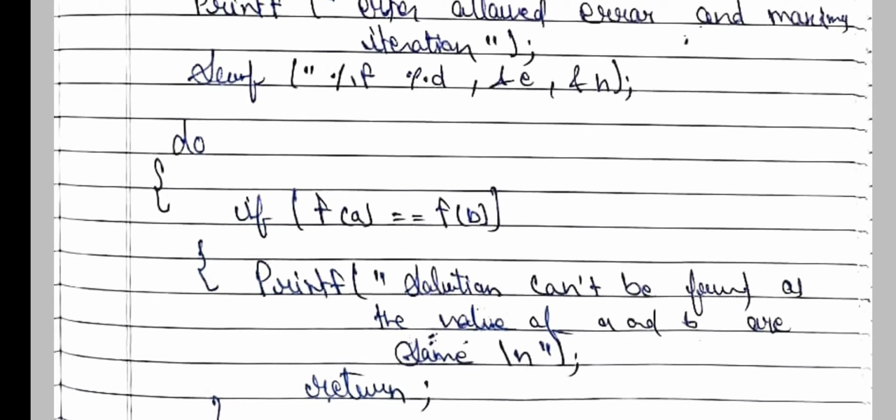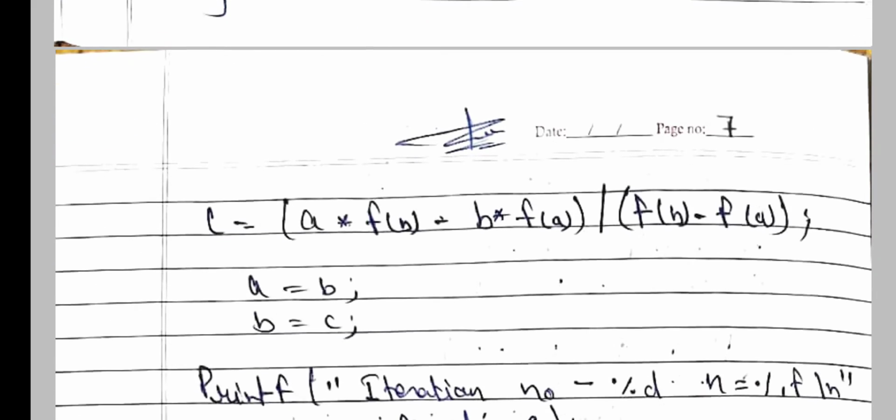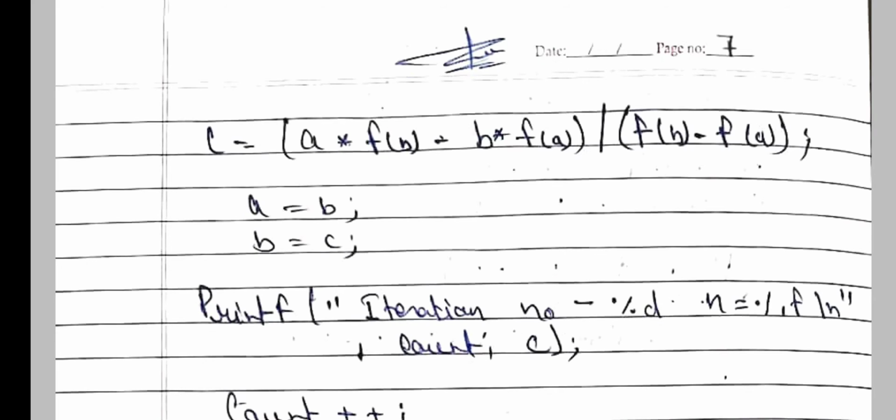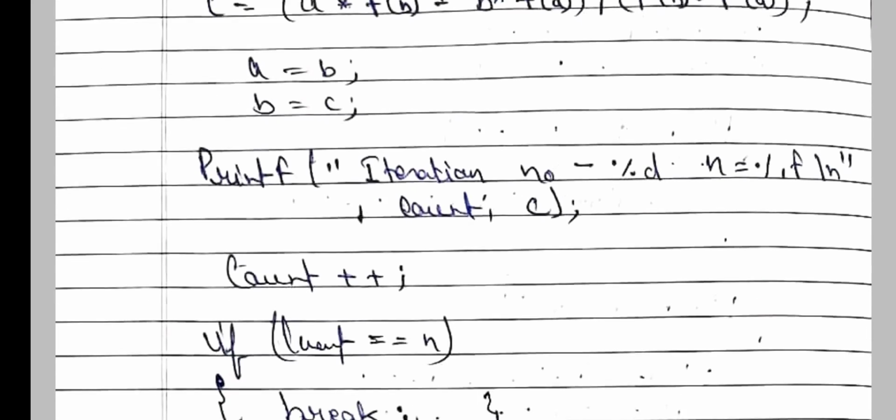Now we put a do while loop, where we check whether f of a is equal to f of b. If it is, the solution can't be found, otherwise c equals a into f of b minus b into f of a, divided by f of b minus f of a, that is our formula. After that a will be equal to b and b will be equal to c, and now c is the solution.